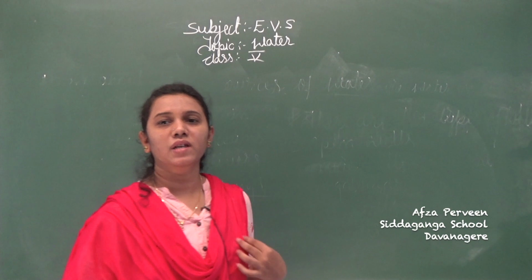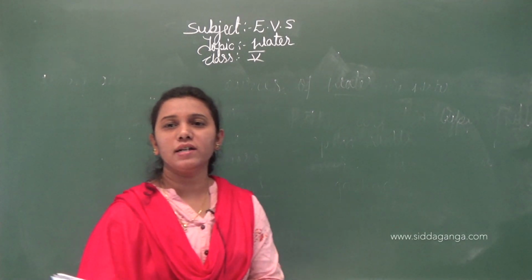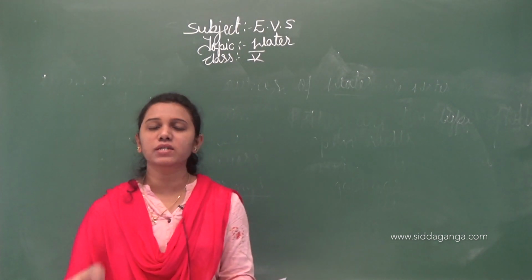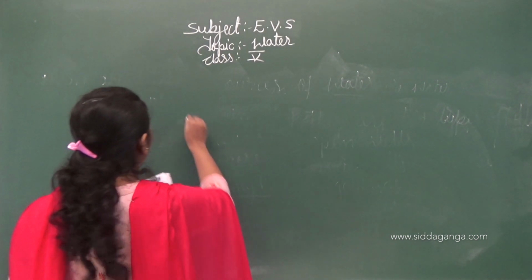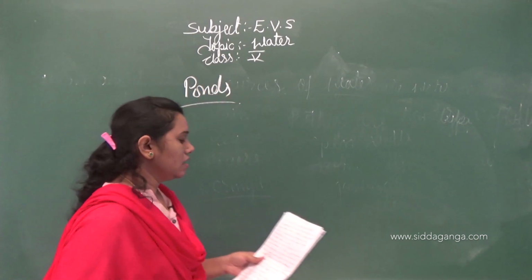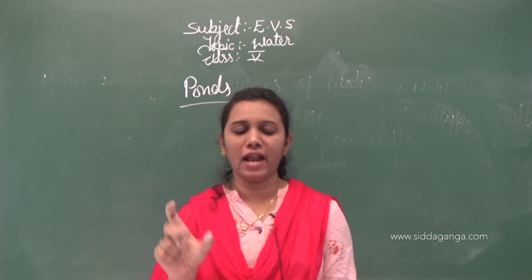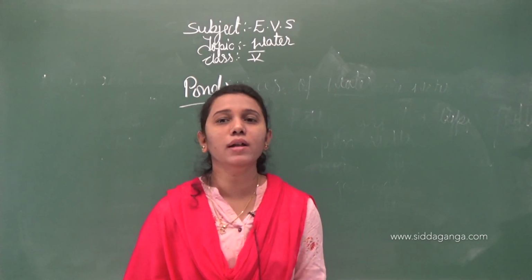Hello children, subject EVS, topic water, class 5th. In this class we study about ponds, okay. An artificially man-made low-level portion of land to store water is called a pond.